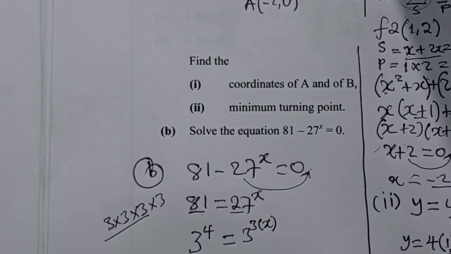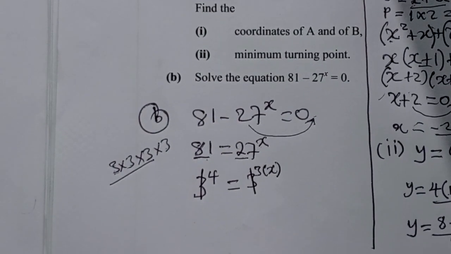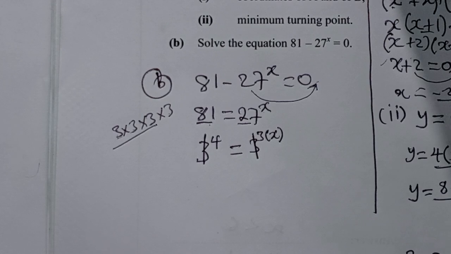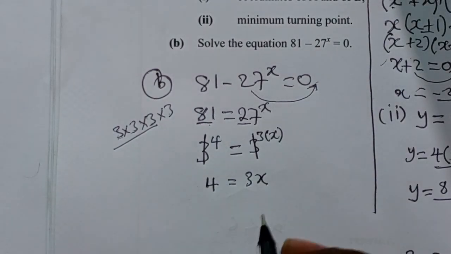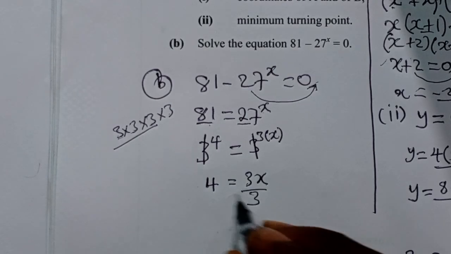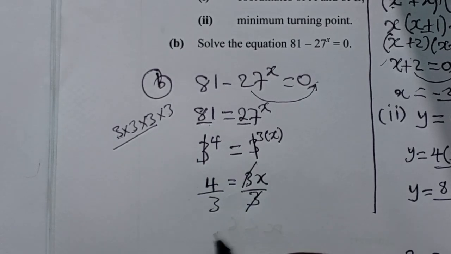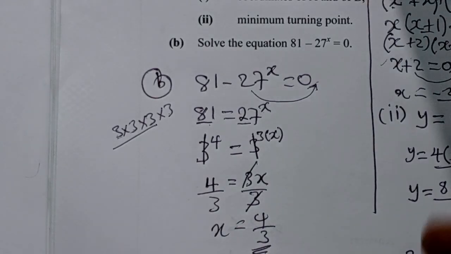So from there, you cancel the bases. We remain with 4 equals 3x. So you divide throughout by 3. The 3 goes. x is equal to 4 over 3.